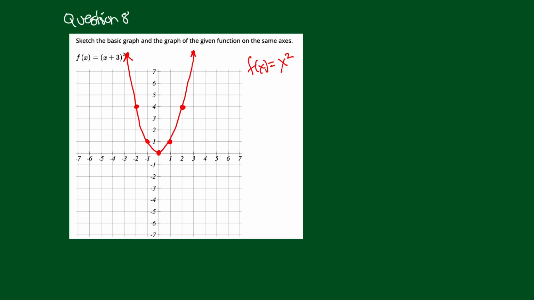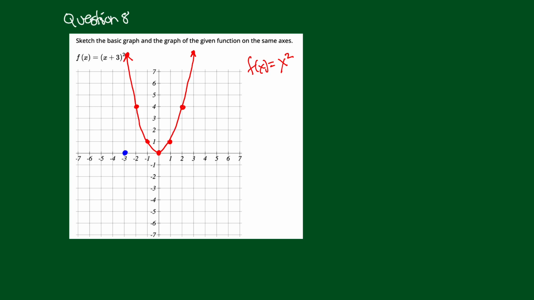Now, the translated function, notice that the 3 is inside. That means it's a horizontal translation. And it does the opposite of what you think, at least what I think. I think if I see a plus, I'm thinking to the right. But it does the opposite. So this vertex is now going to be over here, 3 to the left. Now just translate this curve over here and move it this way 3 units. All right, so it's going to look like this now.